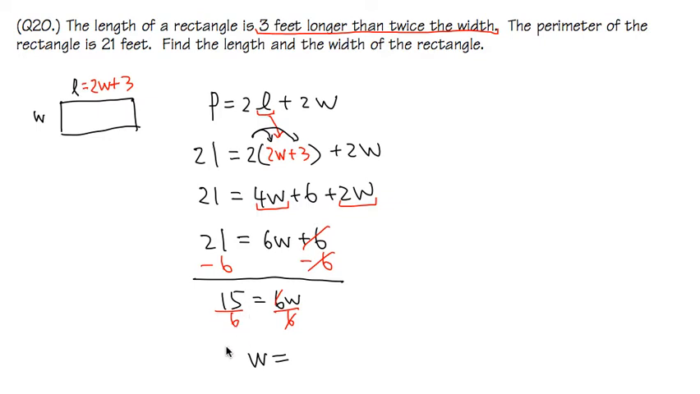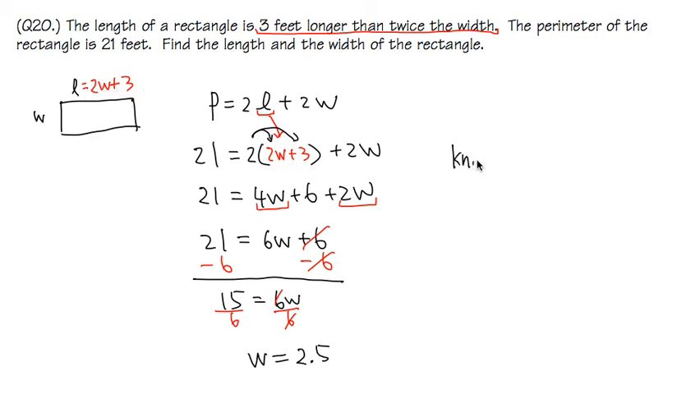You can use a calculator, you can reduce the fraction, or you can get a decimal. I prefer decimal in this case. So W is equal to 2.5. Just do 15 divided by 6, you'll get 2.5. We are not done yet. We also need to find out the length. But here we know length is equal to 2W plus 3.